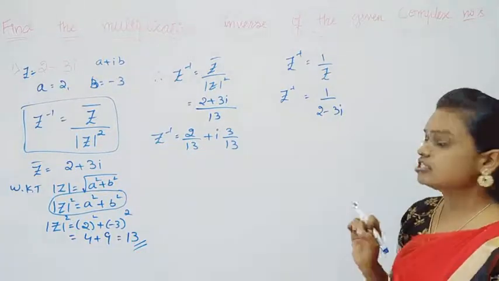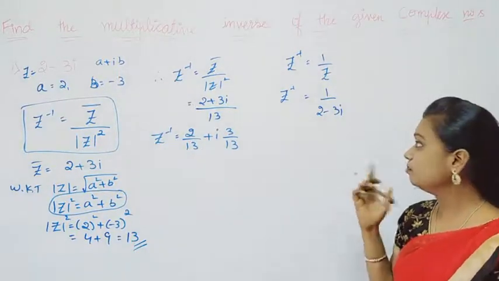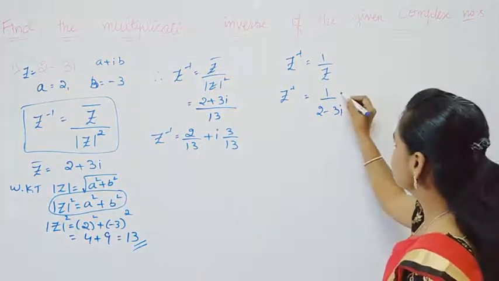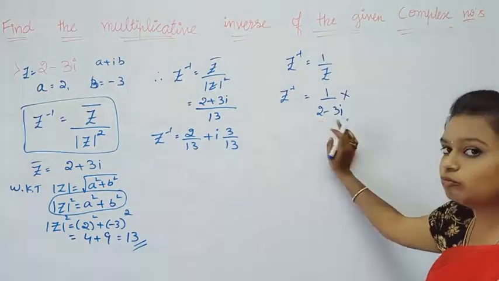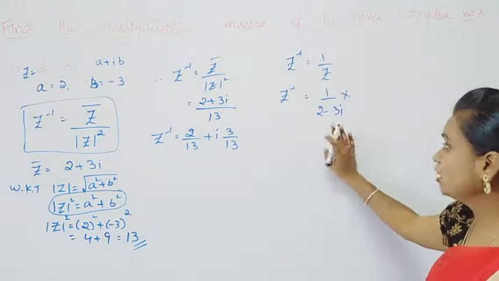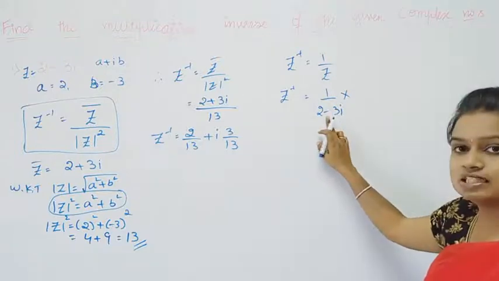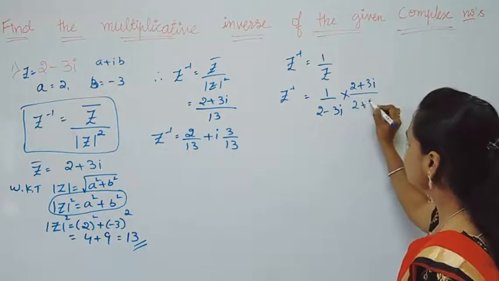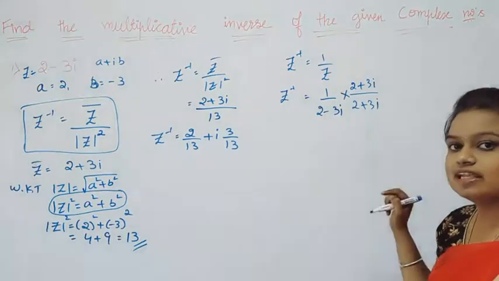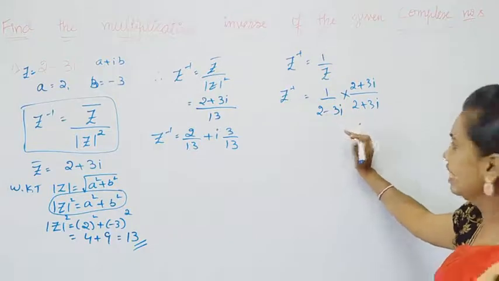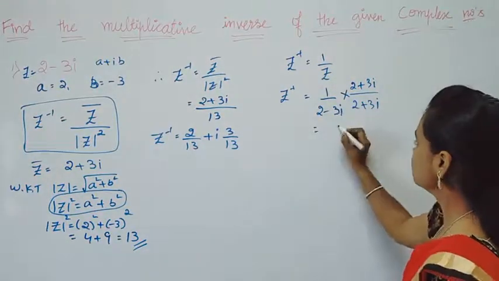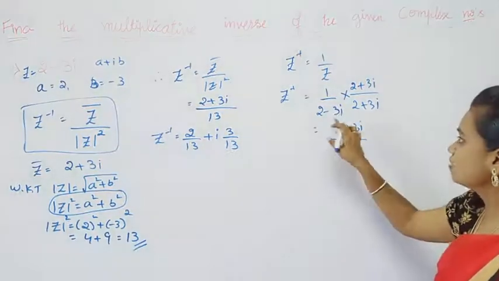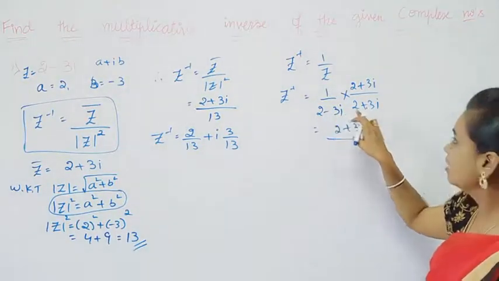How to simplify this one? 1 by 2 minus 3i. So you have to rationalize. So that is into, here we have 2 minus 3i. To rationalize, we take the opposite, which means here minus becomes plus. That is 2 plus 3i by 2 plus 3i. Multiply and divide by 2 plus 3i. So that is equal to 1 into 2 plus 3i, that is 2 plus 3i, divided by, in the denominator we have 2 minus 3i and 2 plus 3i.